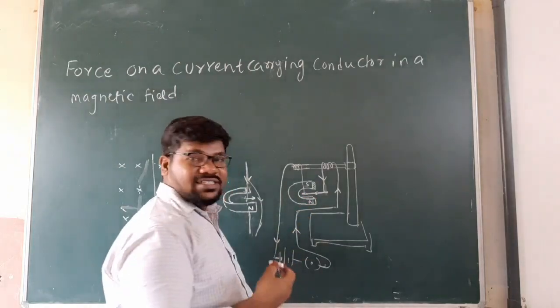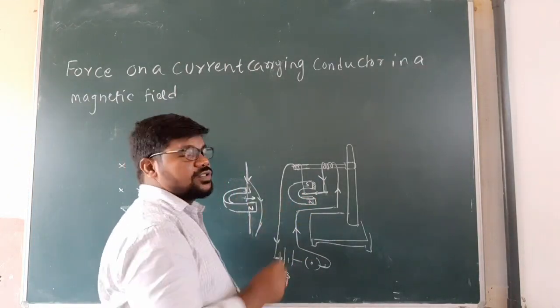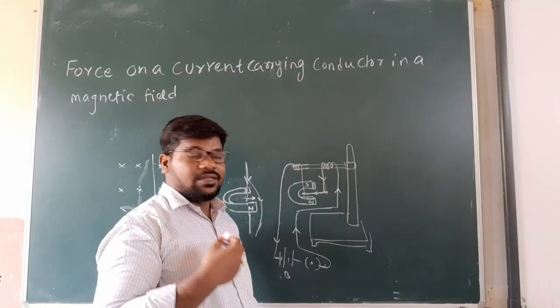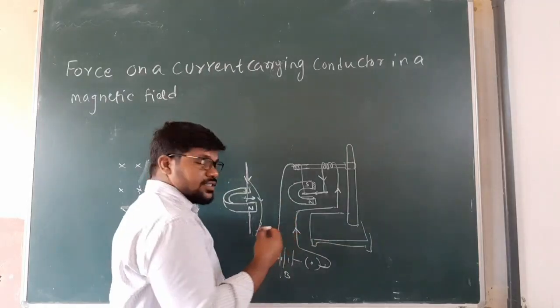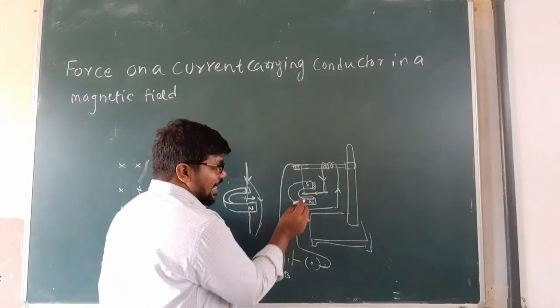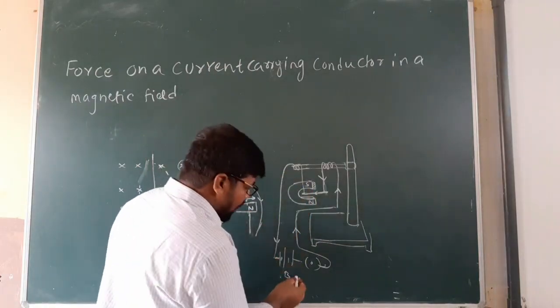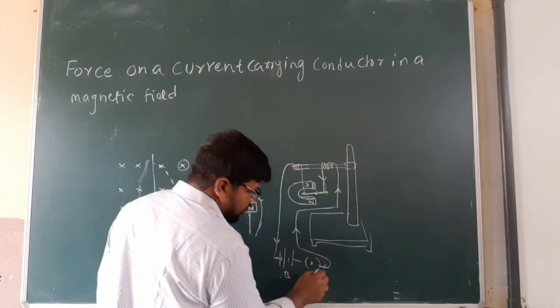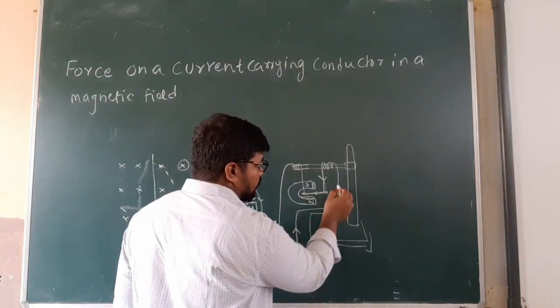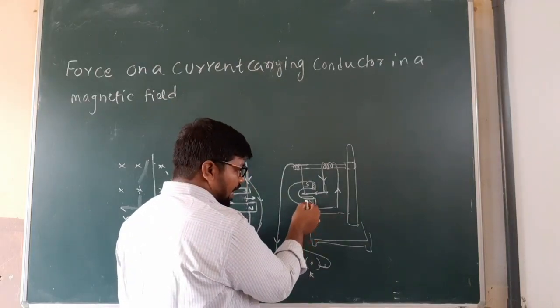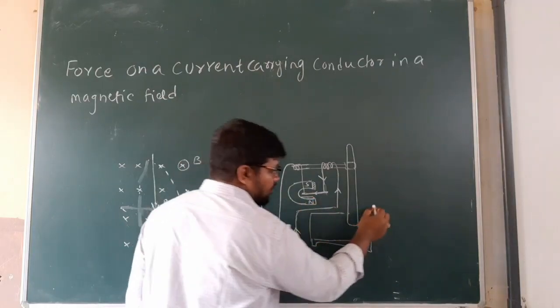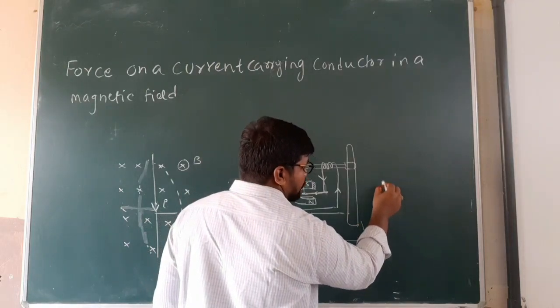So it is a 3D diagram, and the board is 2D, so we cannot represent it directly. I will show an animation. We have arranged it like this. When the key is on, the current passes through the wire like this. In this case, magnetic field lines always pass from north to south.